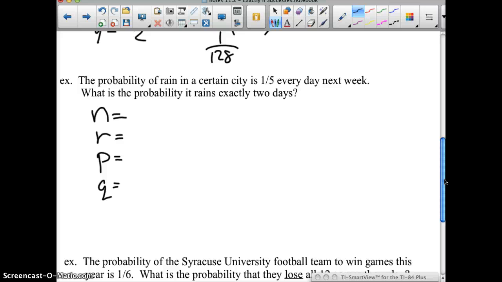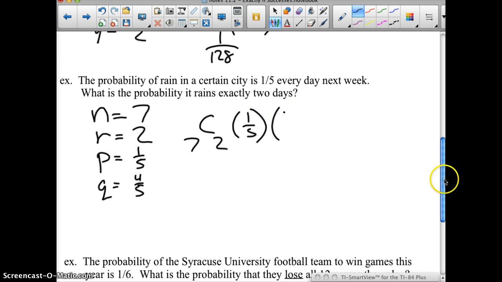So it's in a week, that's 7 tries, right? We have 7 days, and I want it to rain on exactly 2. So I have considered raining a success. The probability of rain is 1/5, which means the probability that it doesn't rain is 4/5. Okay, 7C2, 1/5, 4/5. And how many days did I want it to rain? Exactly 2. That means the days that it's not going to rain is 5.